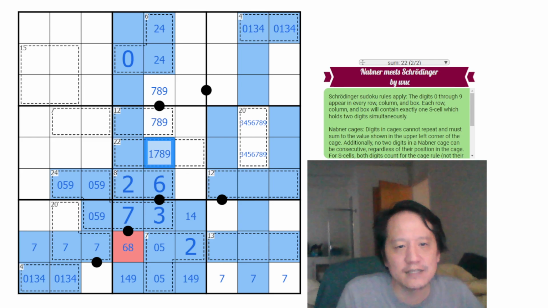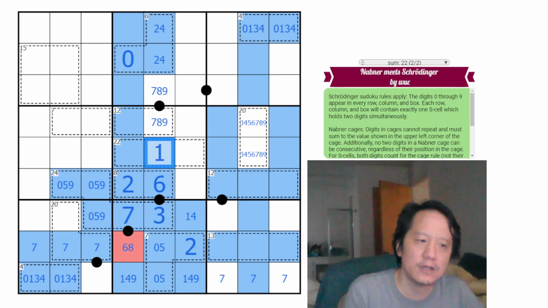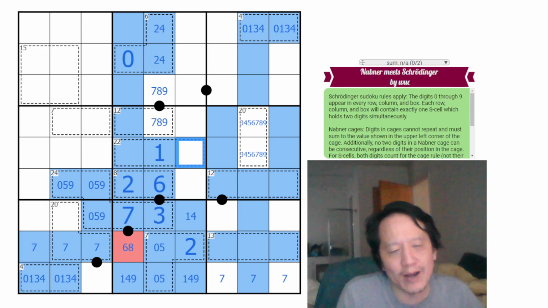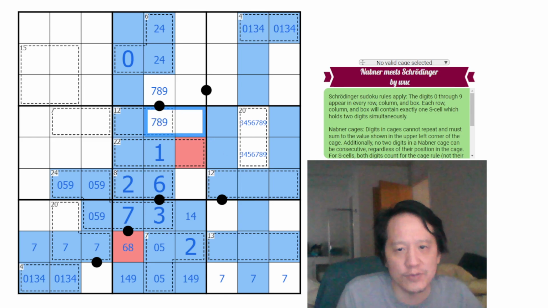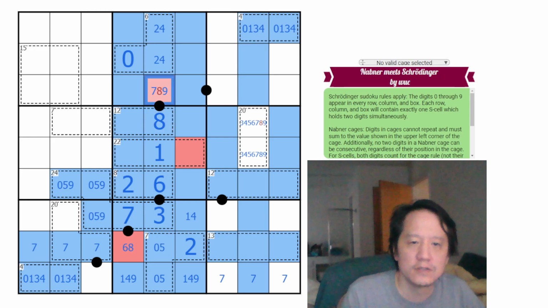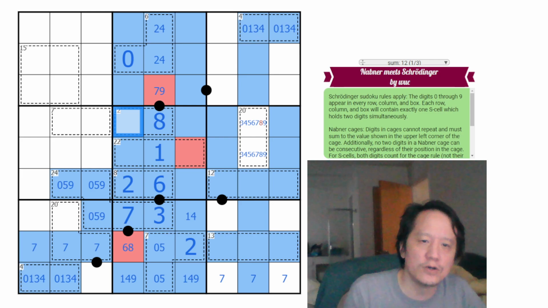So this one has to be 1. So this one also has to be Schrödinger, because otherwise it doesn't work. So this cannot be Schrödinger. This is not Schrödinger. This has to be Schrödinger. This can't be Schrödinger. This is the Schrödinger. So this is 7 and 9. So this has to be 8. So we know that this is 4.